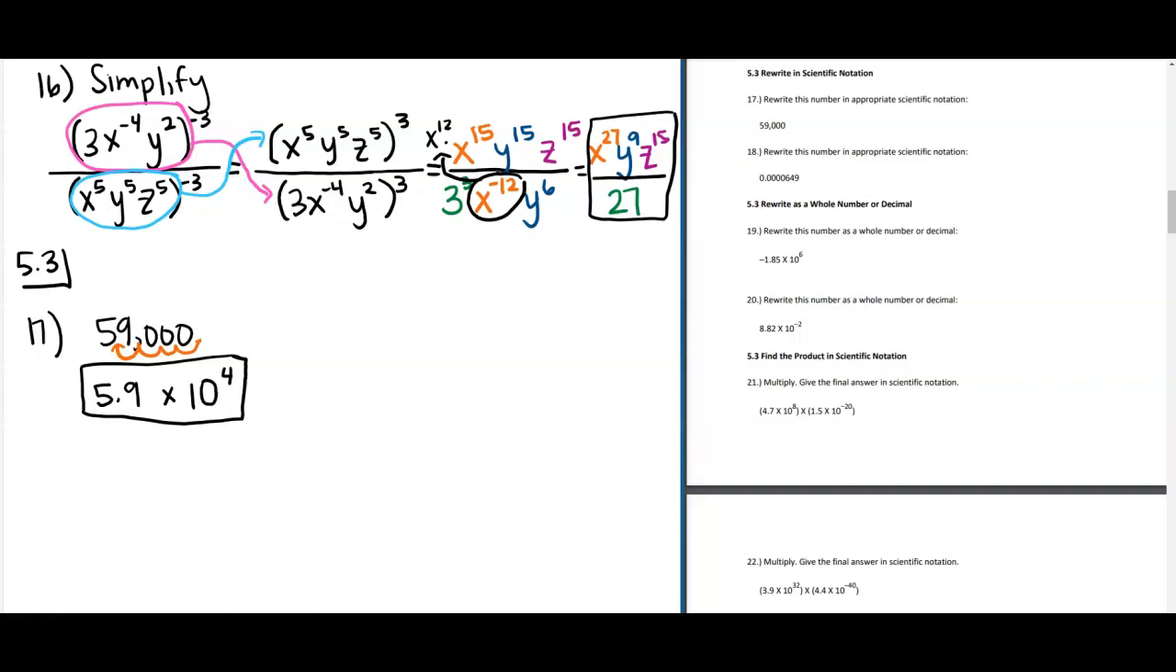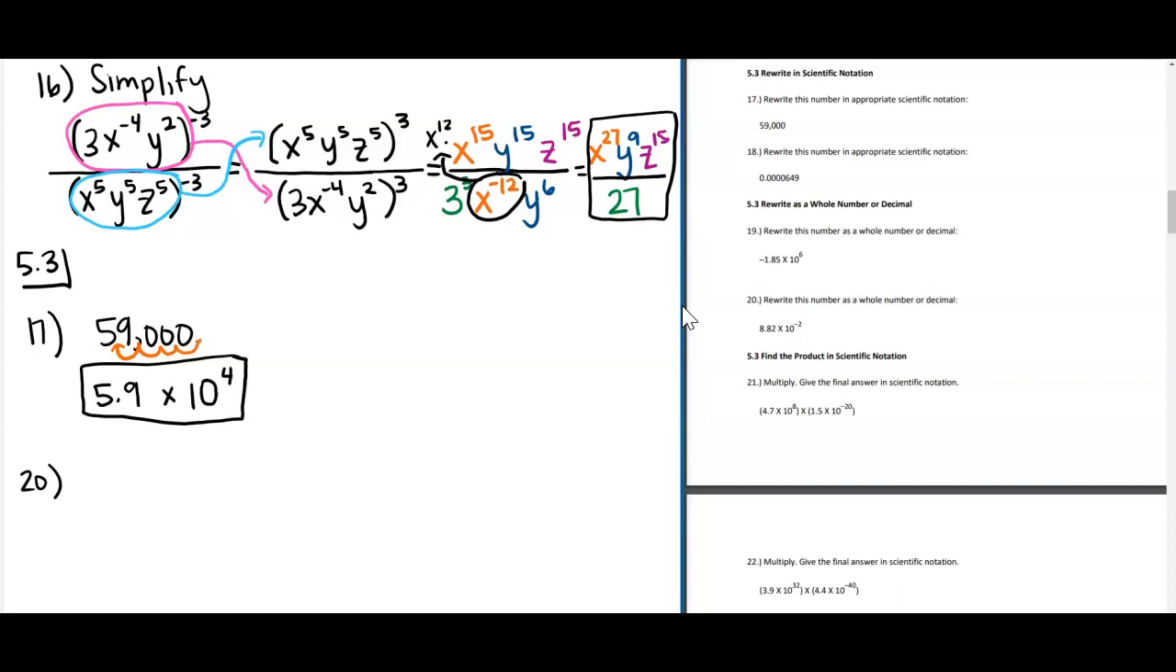Right? And if we started off with a number that was smaller than 1, kind of like we have here on number 18, then we know it's going to be times 10 to the negative something power. And that's depending on how many places we move that decimal point again. All right, but let's go down to number 20.